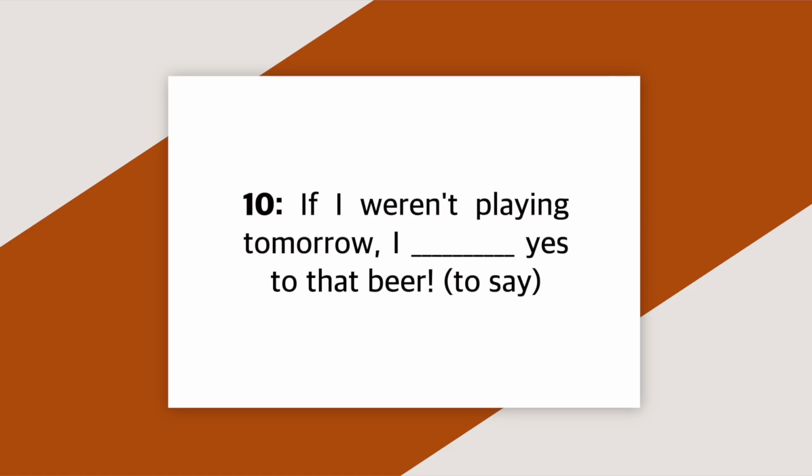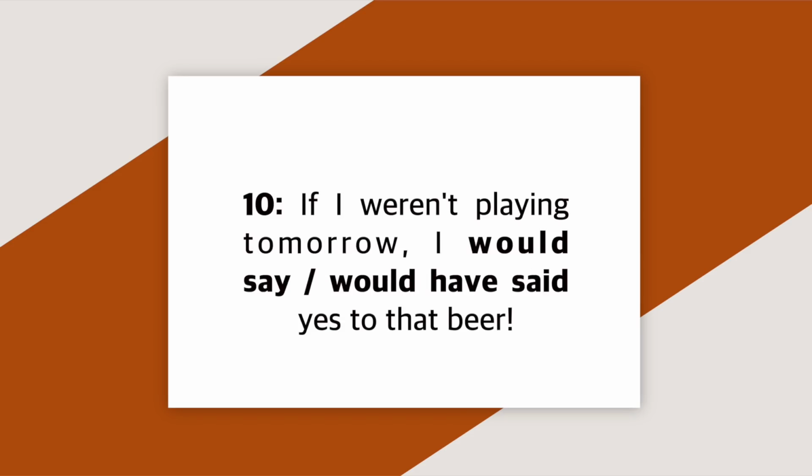And the last one. If I weren't playing tomorrow, I something yes to that beer. Use the verb to say. If I weren't playing tomorrow, I would say yes to that beer. Or, if I weren't playing tomorrow, I would have said yes to that beer. This one is really advanced. It shows how change in the future would affect the present or the past.